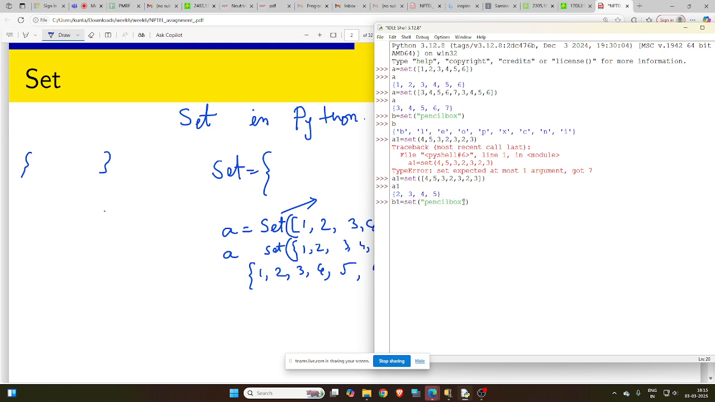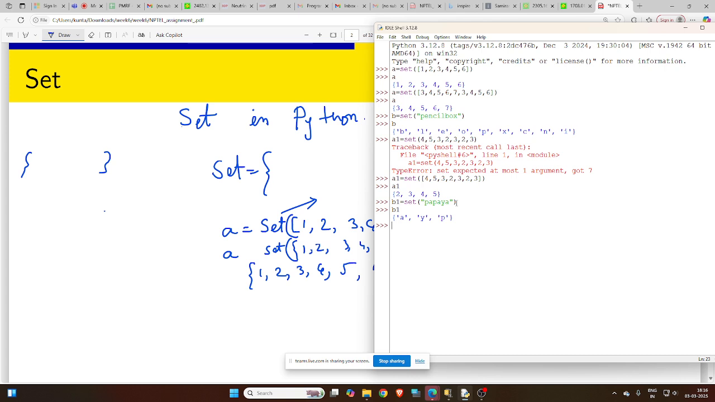So let's say I'm writing here B1, and let's say I'm just changing this one as papaya. Okay, now you can see here P is twice, A is thrice, and Y is once. So if I want to write the value of B1 in terms of set, then what will it be? It will be only A, Y, and P. It is just going to remove all the duplicates.